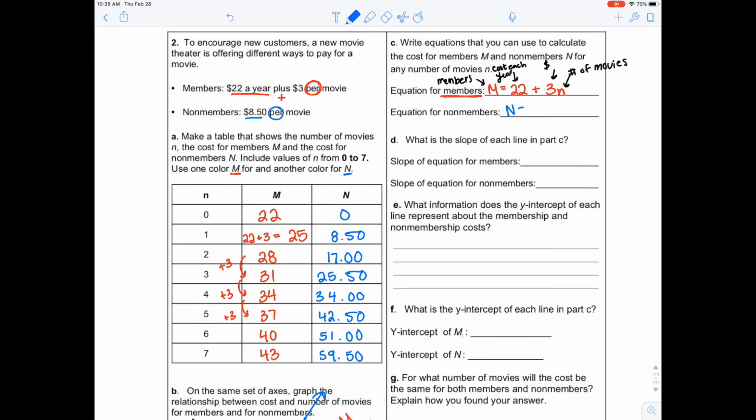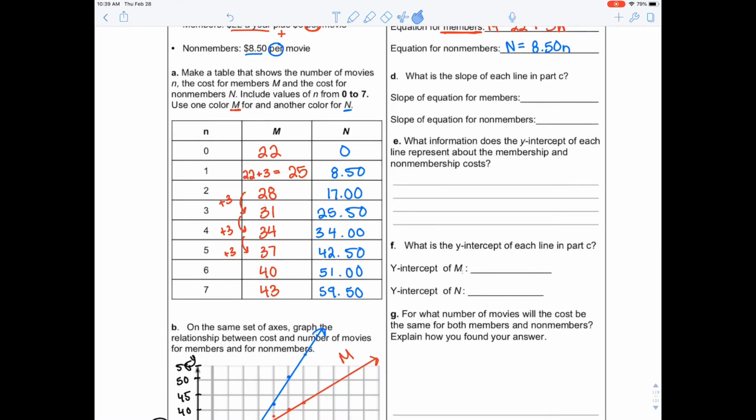So non-members is represented by capital N. So N equals, well, they're just paying $8.50, so we're going to do $8.50 per movie. Remember, per means to multiply. So per movie, and we said the number of movies is represented by N. And there we go. Now we have 2 equations.